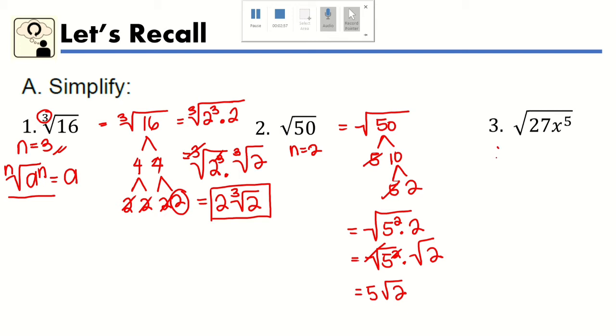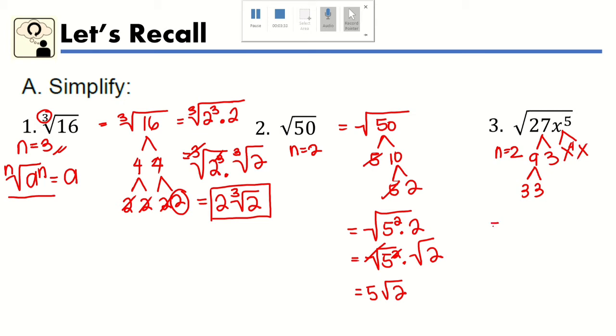Ang index natin ay 2. Then, we apply prime factorization. This is 9 times 3. And this one is 3 times 3. Pagdating sa x raised to 5, since ang index natin ay 2, i-divide natin yung exponent. So, when you divide 5 by 2, may remainder na isa. Ibig sabihin, if we're going to get the perfect nth root, we have x raised to 4. Kasi yung 4, pag dinivide sa 2, that is 2. And then yung excess, ilalagay natin dito.